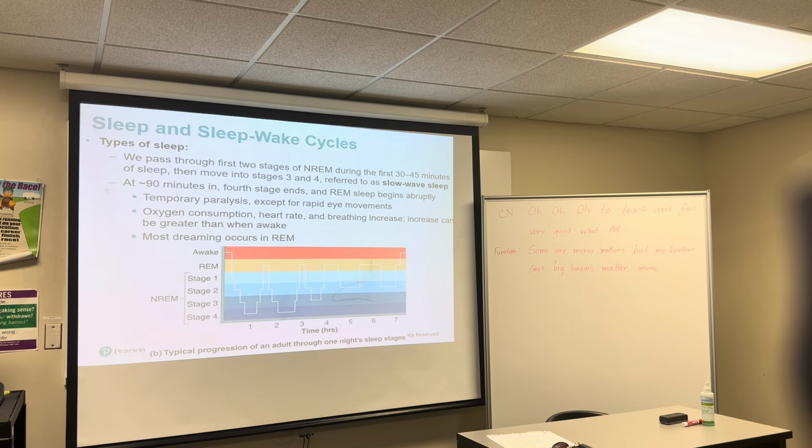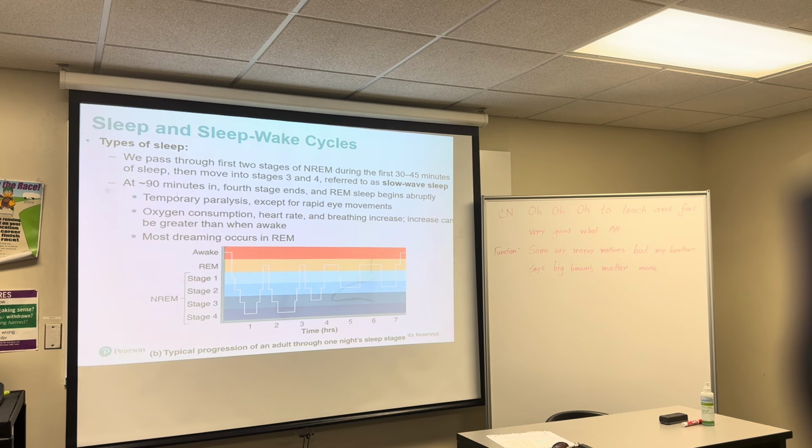So the types of sleep: we pass through the first two stages of non-REM during the first 30 to 45 minutes of sleep, then move into stages 3 and 4, referred to as slow wave sleep. At 90 minutes in, the fourth stage ends and REM sleep begins abruptly. There is temporary paralysis except for rapid eye movement. Oxygen consumption, heart rate, and breathing increase, and can be greater than when awake. And most dreaming occurs in the REM stage.